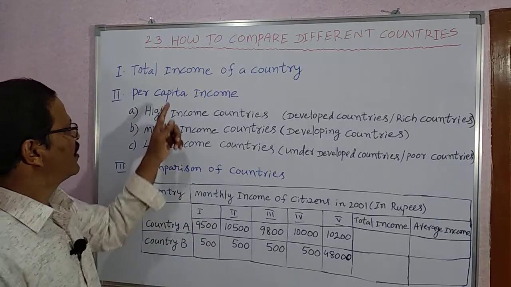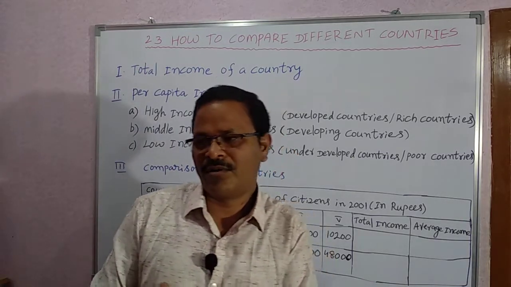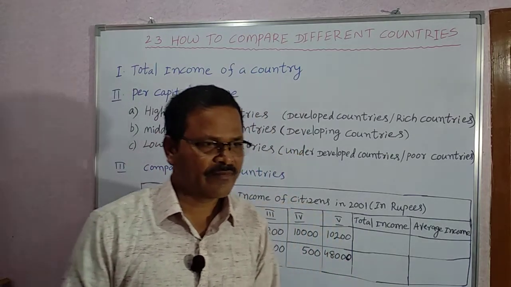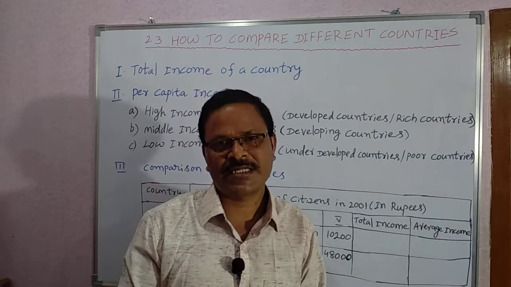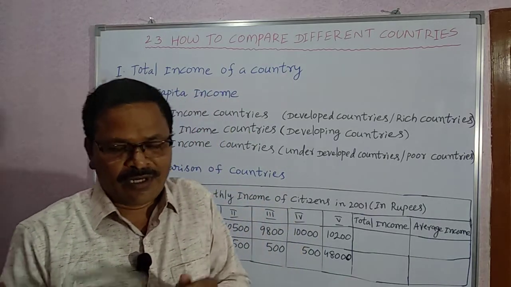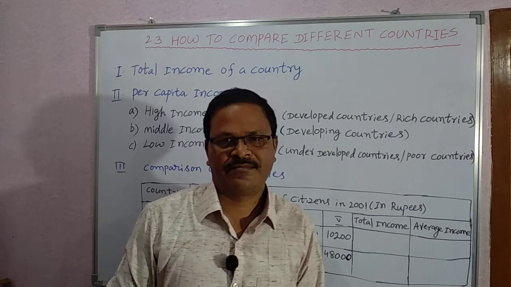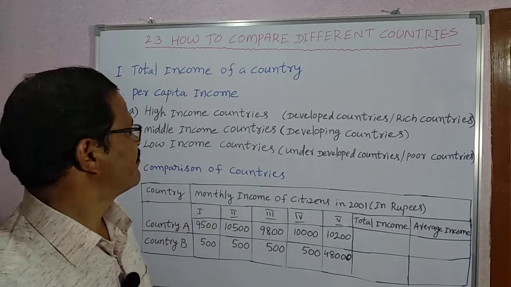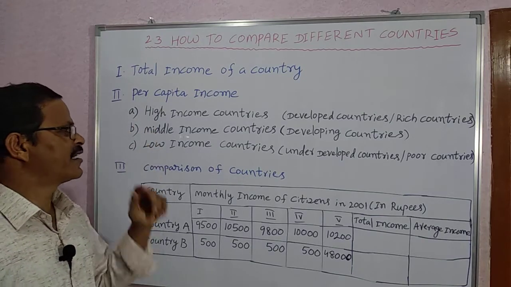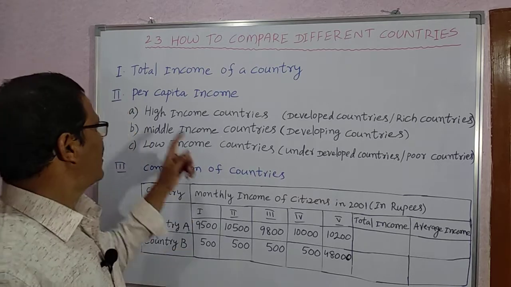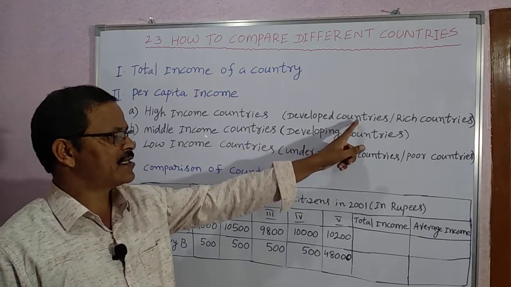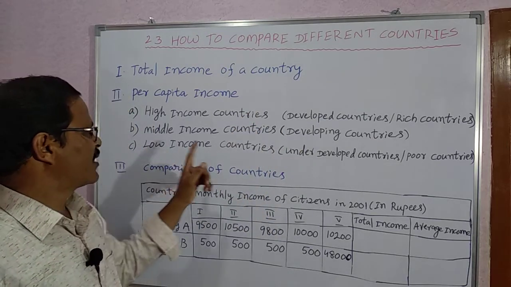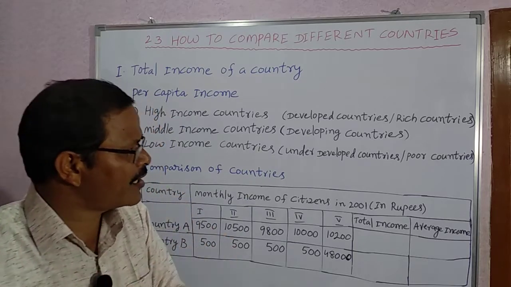By using this criterion, per capita income, all the development reports divided the countries into 3 categories. The World Development Report is brought out by the World Bank. What are those 3 categories? High income countries, middle income countries, low income countries. High income countries means developed countries or rich countries. Middle income countries means developing countries. Low income countries means underdeveloped countries or poor countries.